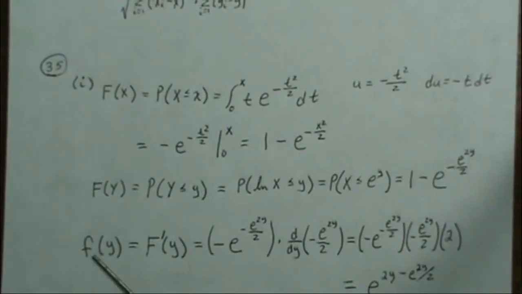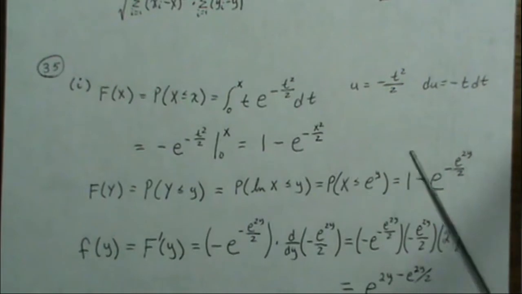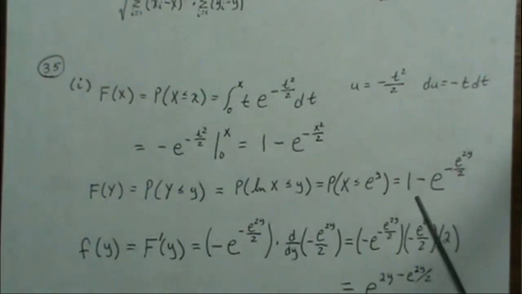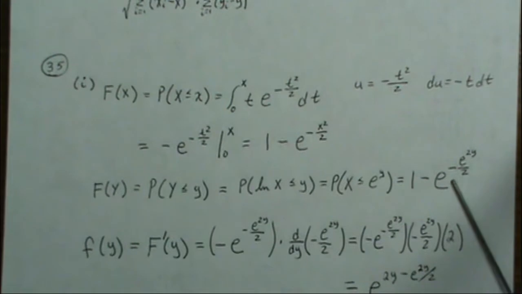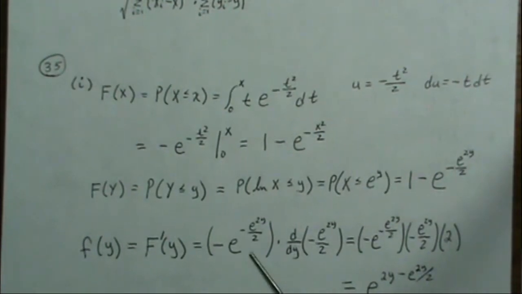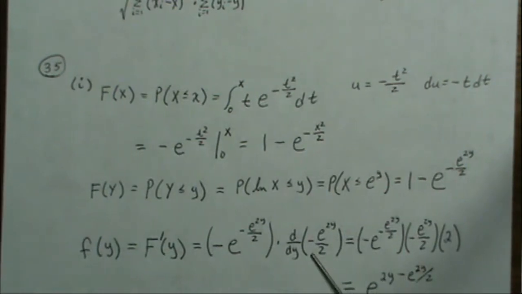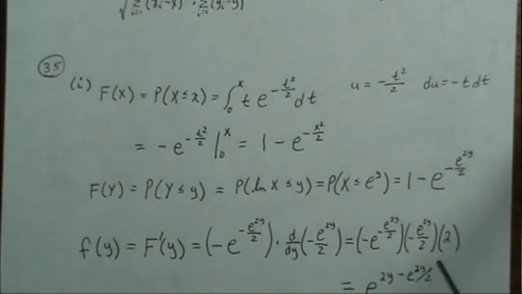Now to find the density of y, we take the derivative of our cumulative distribution function. So that means take the derivative of this. The derivative of a constant is 0. So then we take the derivative of this, which is this, and then times the derivative of the exponent. So it's a chain rule. And we get e to the 2y minus e to the 2y over 2.